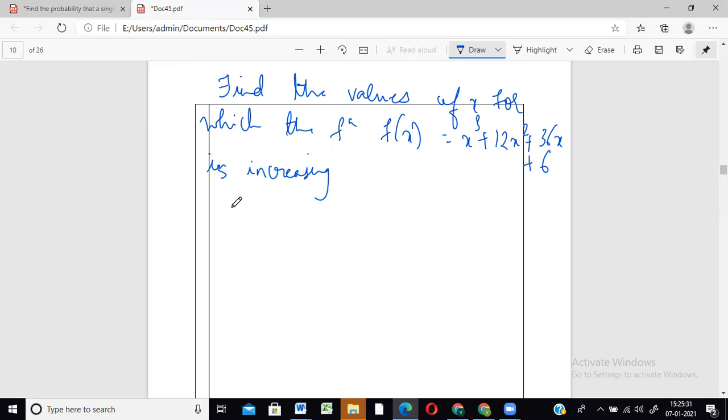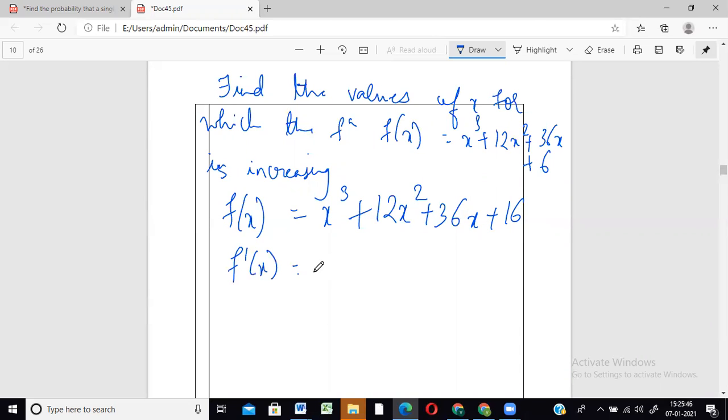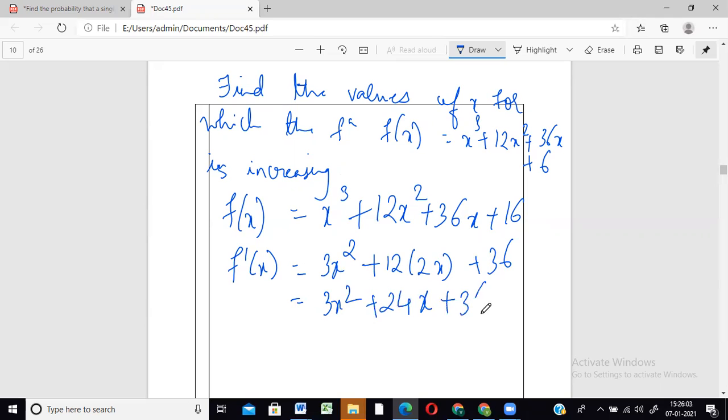Okay, so now we write the function f of x, which is equal to x cube plus 12x square plus 36x plus 6. This is the value of the function. Again, we're going to find out the derivative, like how we do it. Its derivative will be x cube gives 3x square, as we've just done, plus 12 into 2x, right, plus 36. 12 into 2 gives us 24, plus 36.